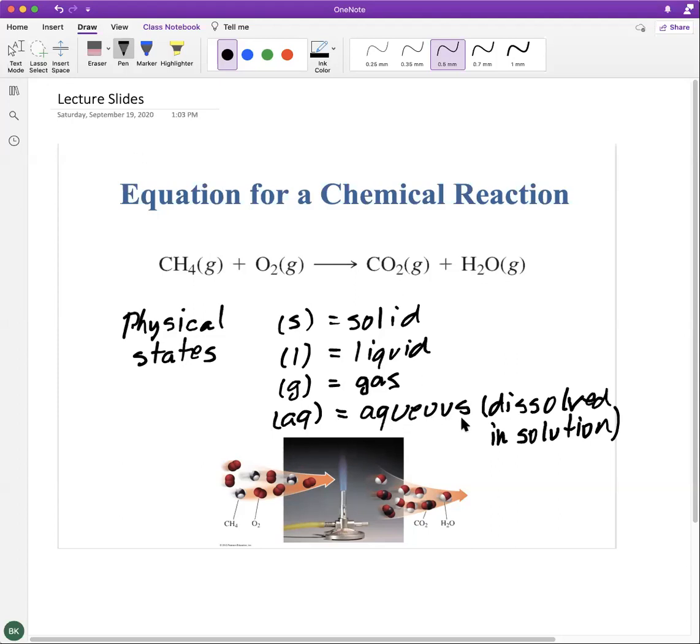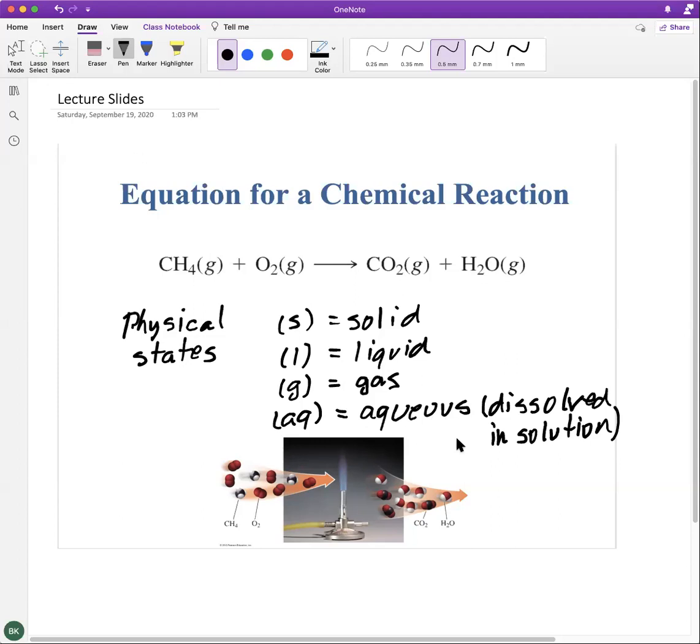That is AQ, and that means aqueous. What that defines is that it's dissolved in our solution. When you think about an aqueous solution, that would be like salt water. Salt is dissolved in water, and we want to indicate that as an aqueous solution. So it's not a liquid per se, but it's actually salt that is dissolved in water. So it's its own thing.